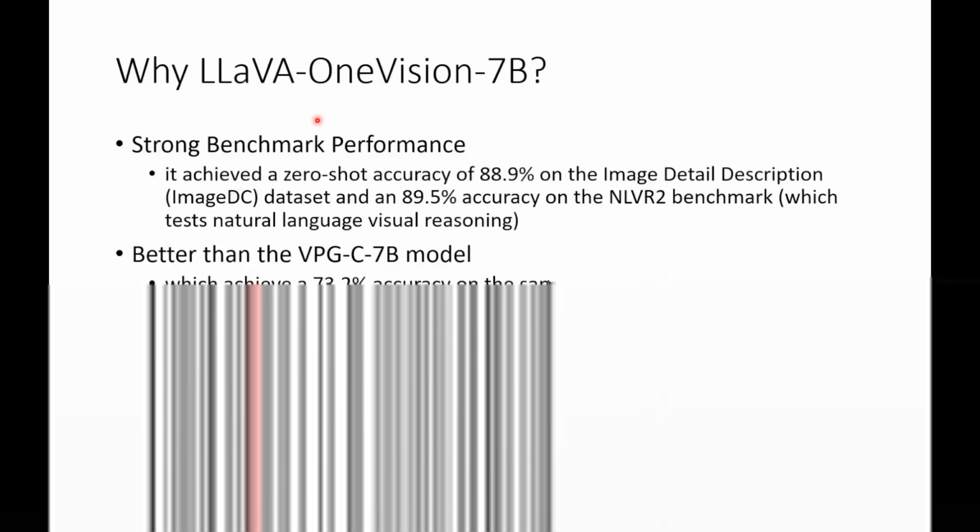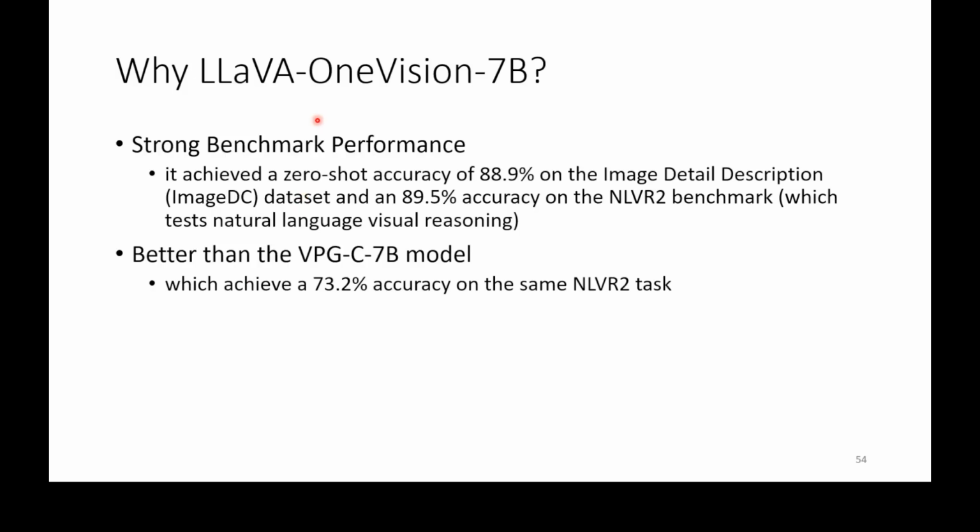So what is LLaVA-1-Vision 7B? Have any of you used it before? Let me explain. First, why do they use this model? Because of some benchmarks. See the number 88.9 on this benchmark, and 89.5 accuracy on this benchmark. Just keep it in mind. There are two benchmarks, and there are also some other candidates, that is the VPG-C 7B model. LLaVA-1-Vision 7B is better than this one in terms of the NLVR2 dataset. Let me explain what they are.